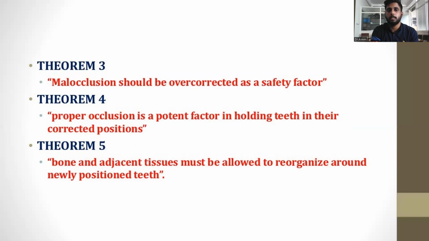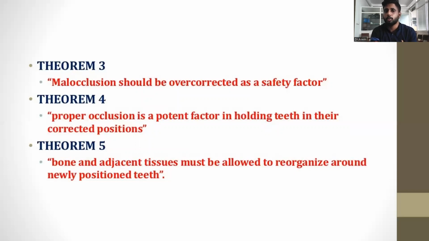So third theorem is malocclusion should be overcorrected as a safety factor. The malocclusion should be overcorrected as a safety factor because when we retract the teeth, we try to retract more distally. So if there is any relapse also, it will overlap.